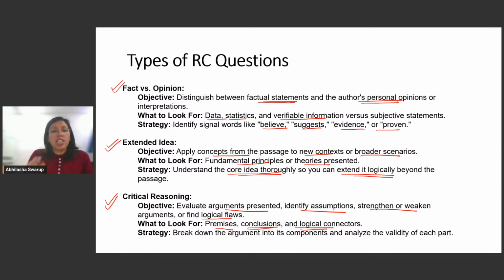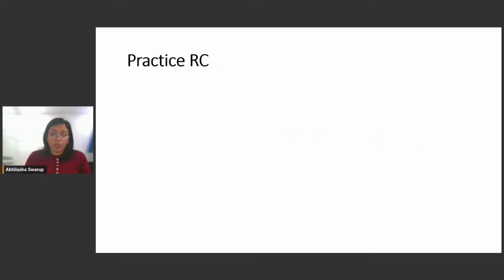So these are the basic types of questions that you can get. You could also get questions on vocabulary, but those are very rare, very few and far in between. Now, today I thought we will talk a little bit about reading comprehension, how to read, and also I will take you through a practice RC. Before that, here is what we need to pay attention to.